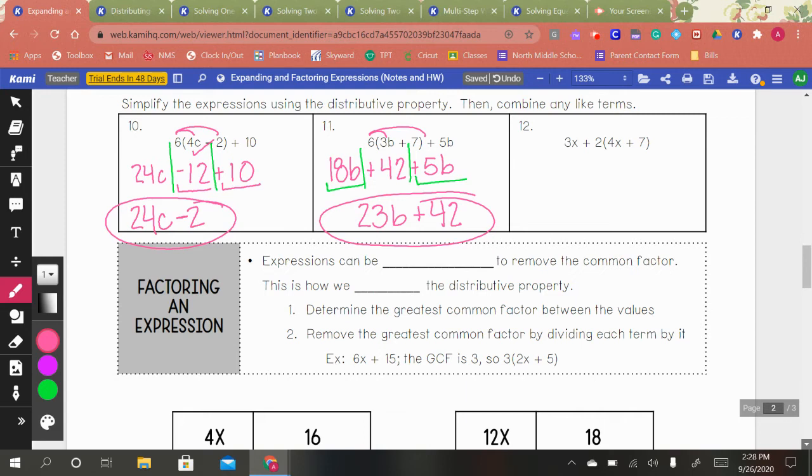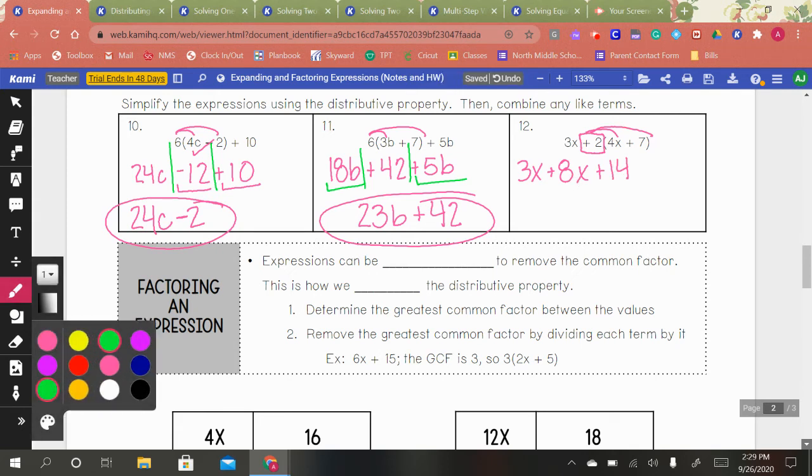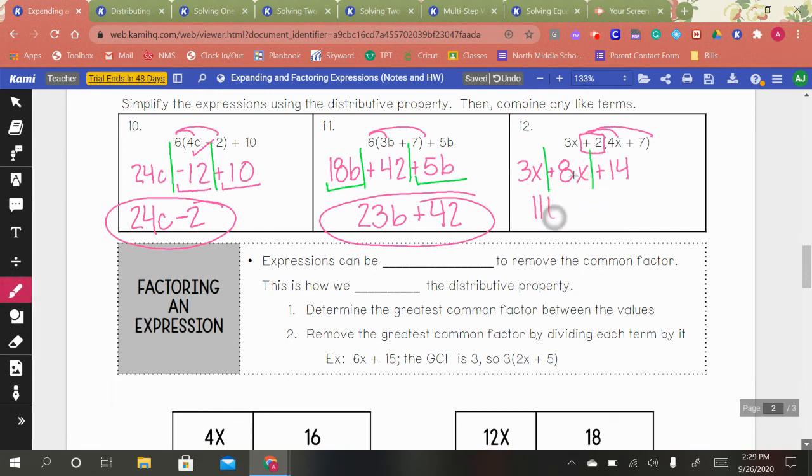Okay, 12, we are only going to distribute the number that's right outside the parentheses, and in this case, it's 2. So the 3x stays alone. Then I have 8x and 14. 3x plus 8x plus 14. Again, if you need to, separate your terms. And then you can go ahead and combine them. I have 11x plus 14. Cannot combine any further, so we'll leave it just like that.